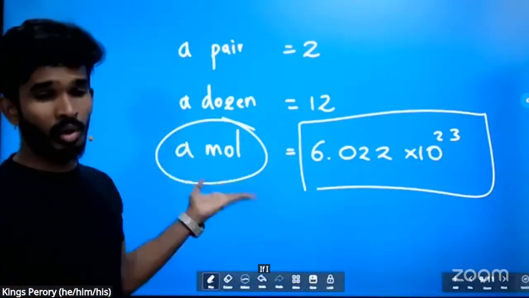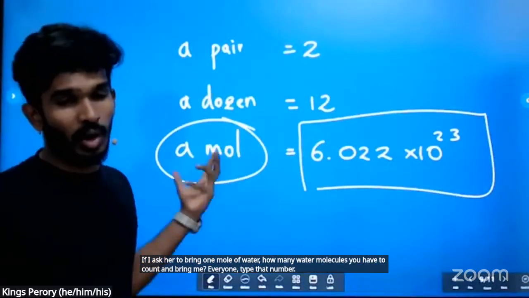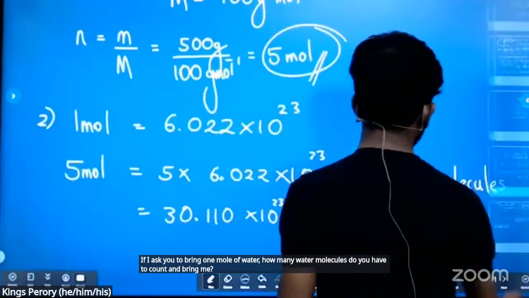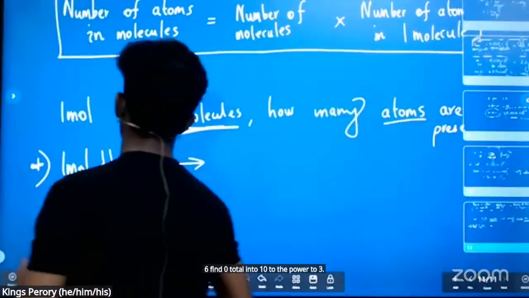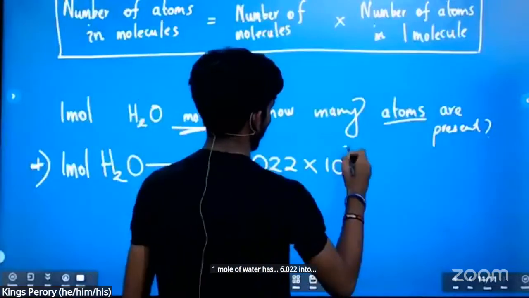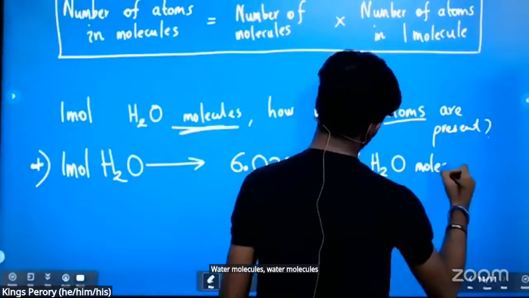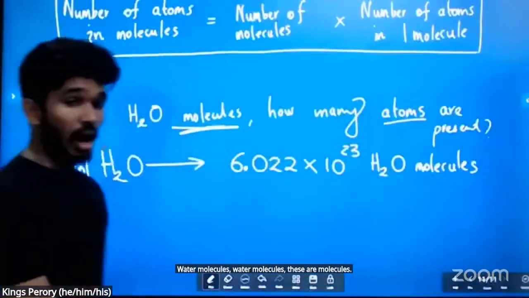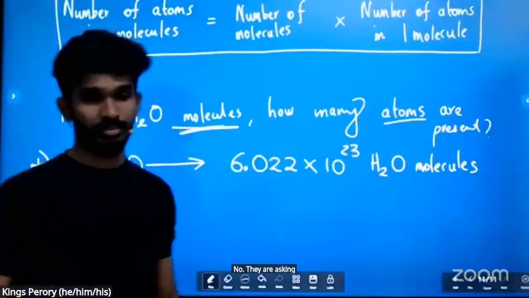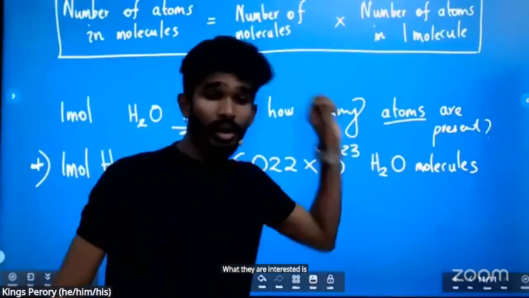If I ask you to bring 1 mole of water, how many water molecules you have to count and bring me? 6.022 into 10 to the power 23. 1 mole of water has 6.022 into 10 to the power 23 water molecules. These are molecules. Are they asking molecules? No. They are asking atoms. They are not interested in the number of molecules. What they are interested in is the number of atoms.